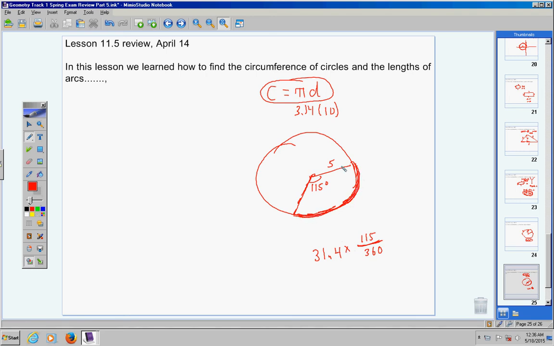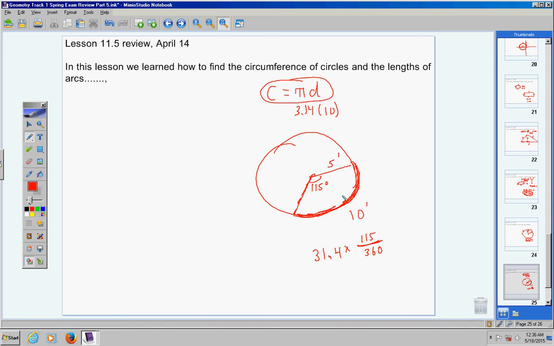So here we go, 31.4, I'm doing it real quick here, 31.4 times 115 over 360, and I'm getting 10.03. So I'm going to say the arc length of this arc is 10, not 10 degrees. Okay, I don't want the measurement of this arc, I want the length of it, and the length of this arc would be 10. Alright, we'll go ahead and put a mark here for feet and a mark here for feet, so we'll call it 10 feet.